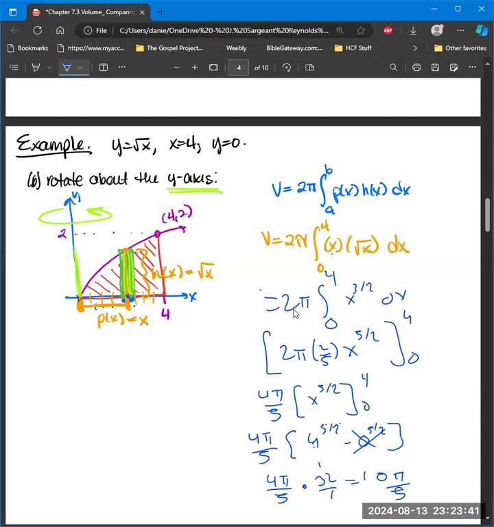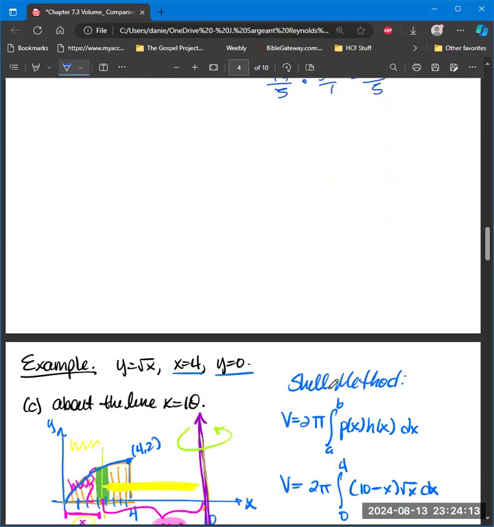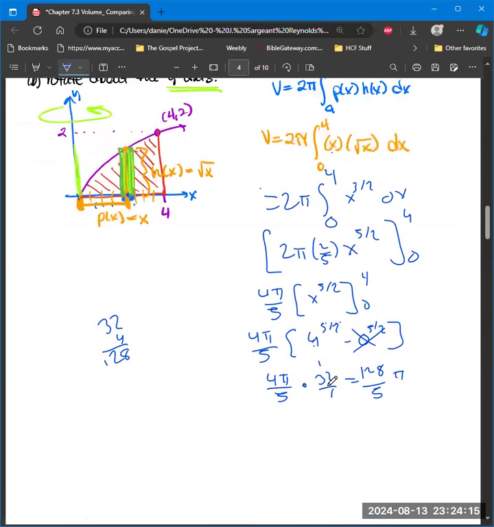32 times 4 is 128, so 128 pi over 5. And I think that we had done this exact problem the other way. So let's see. Yeah, let's do it the other way and see if we get the same answer, and just show you which way was easier.